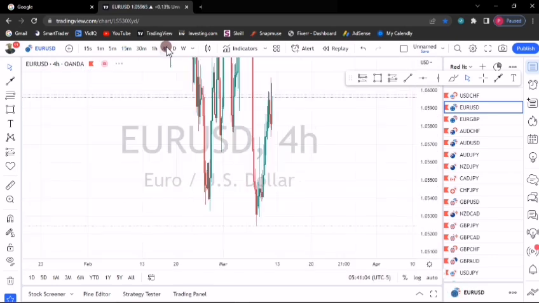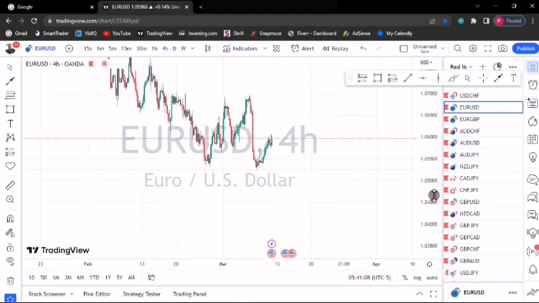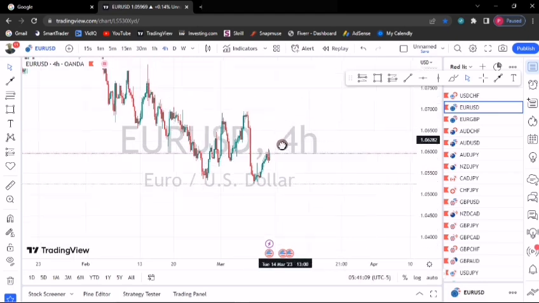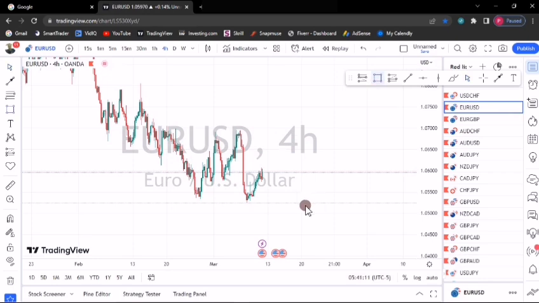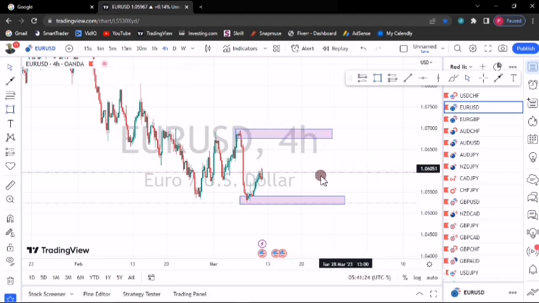I start on the 4-hour time frame. It's a downtrend. I'm going to start by marking the lowest point. The lowest point is this, and that lowest point began right there. So if price closes below this, I sell. If it closes above this, I buy.